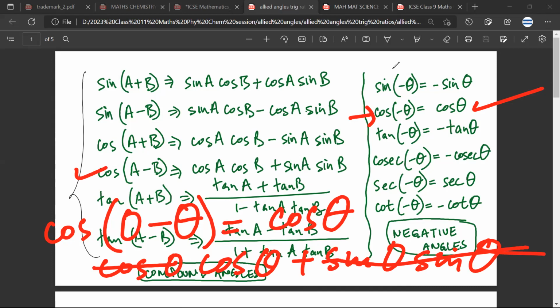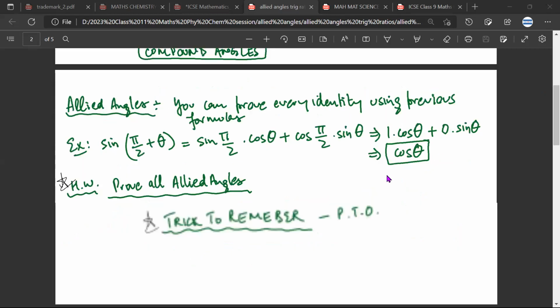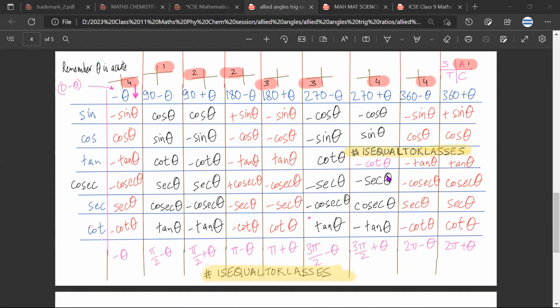This is how the values of this first column of minus theta can be calculated using the six identities. Have you understood now? Now let us take another example.